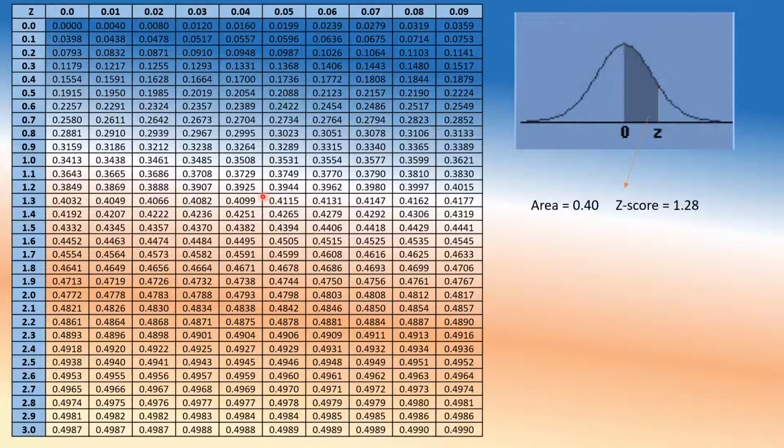So here look for 0.40. You may not find an exact match. Find the closest match. And that will come out to be right here, 0.3997. This is too far below. This is too far up. That's the closest one. So the z-score will be 1.28.